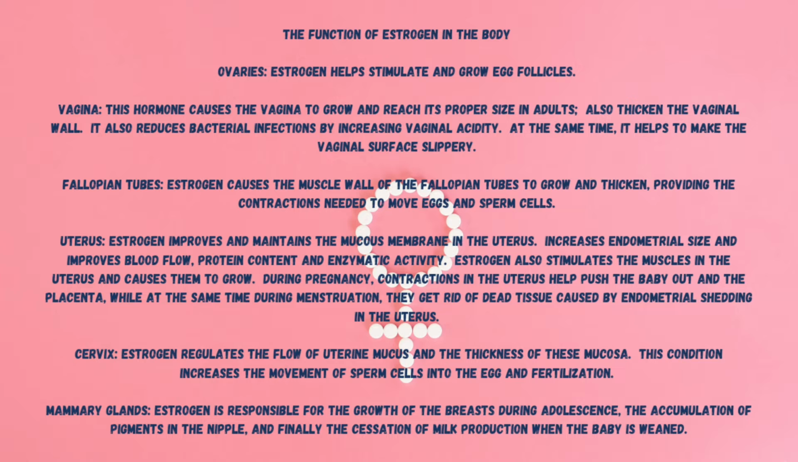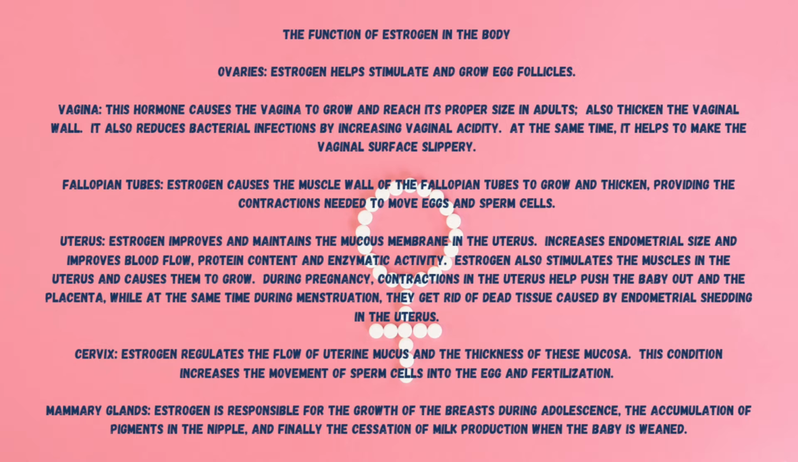Ovaries. Estrogen helps stimulate and grow egg follicles. Vagina. This hormone causes the vagina to grow and reach its proper size in adults, also thicken the vaginal wall. It also reduces bacterial infections by increasing vaginal acidity. At the same time, it helps to make the vaginal surface slippery.